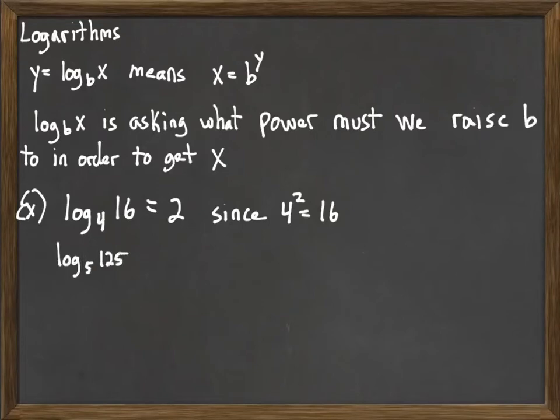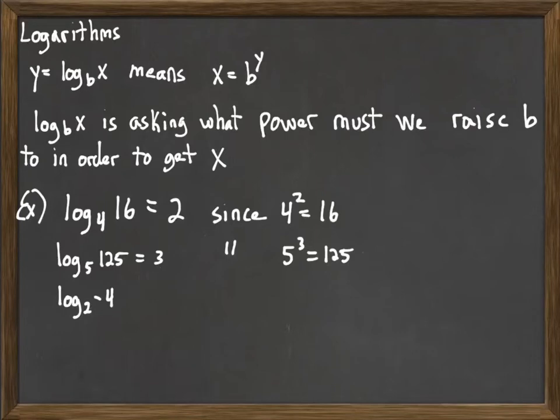Consider another example. Log base 5 of 125. What power must 5 be raised to give us 125? Well, if you're not sure, just start thinking about powers of 5. 5 to the first is 5. 5 to the second, 5 times 5, would be 25. 5 to the third would be 5 times 5 times 5, which would be 125. So therefore, log base 5 of 125 is equal to 3. That's because when we take 5 and raise it to that power, we get 125, and that's what the logarithm's asking.